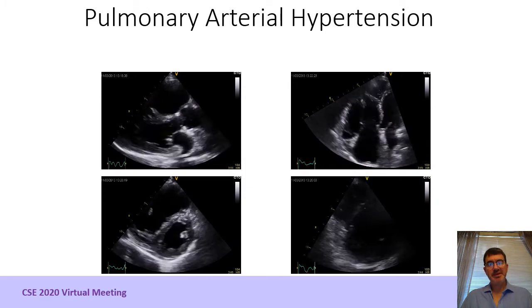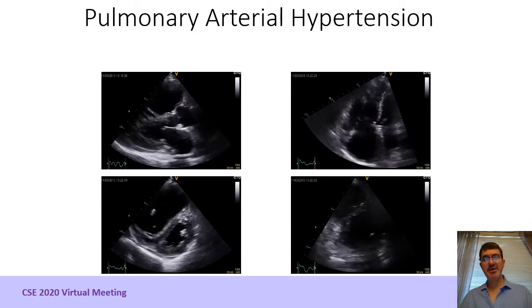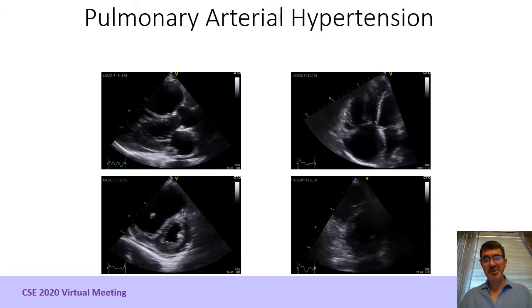So I want to go through a couple of cases where the quantitative parameters don't necessarily match what your eyeball is seeing, and how one must use your integrative ability to provide an overall assessment of RV systolic function.